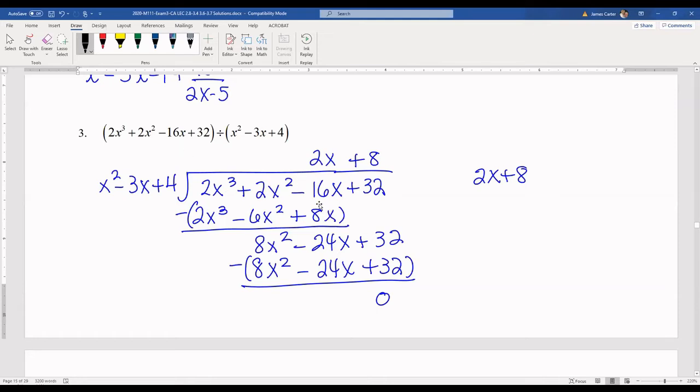And it also, in this case, could be further factored into 2 times x plus 4. Okay. And so basically, this can be 2 times x plus 4 right there, or 2x plus 8.